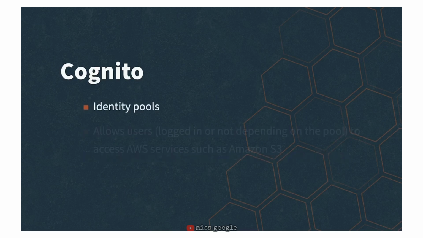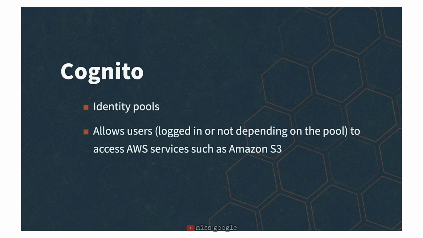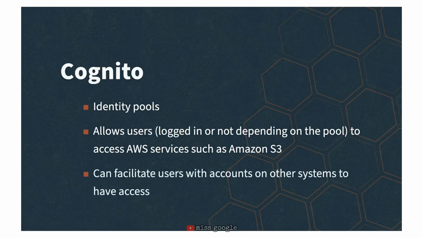Identity pools also allow users to log in, or in some cases not, to have access to AWS services. Again, you might allow users to access files in AWS S3 buckets without actually even having an account. For example, let's say you store your background image of your app in an AWS S3 bucket. Well, you want the user to be able to access that, so you give them credentials through an identity pool. This can also facilitate users with accounts on other systems. So for example, if you already have a login system, but you want to add AWS services to your app or website. And we'll look at those in a little bit more detail next.